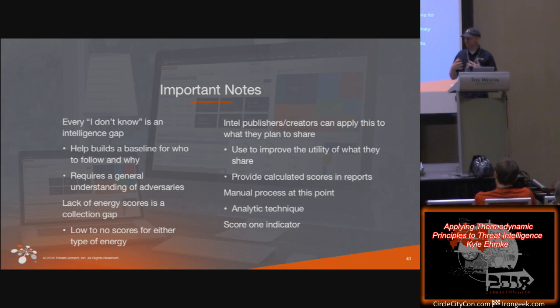An important aspect of this framework is that it requires a general understanding of your adversaries or forces you to learn more about them. Like I also mentioned earlier, whenever you have a lack or very low score of either type of energy, that's a collection requirement, a collection gap. Procuring or acquiring additional sources may help mitigate those deficiencies and result in better intelligence for your organization.